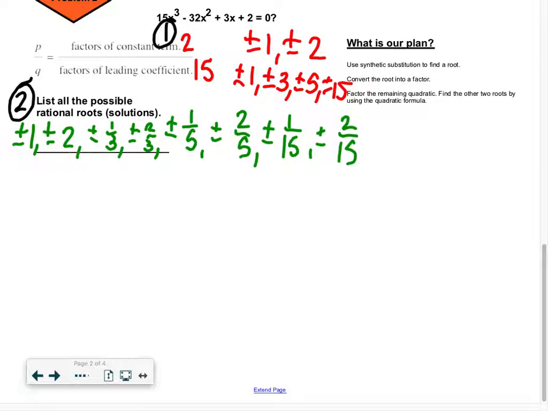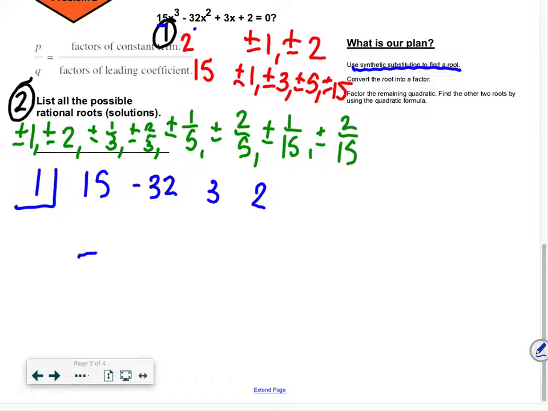Okay. So now you look at this. Step 3 says use synthetic substitution to find a root. Just me maybe, but I definitely would not use a fraction. Let's start with 1. Here's a recap of synthetic substitution. Take your coefficients, 15, negative 32, 3, and 2. Does this look kind of familiar? More or less.